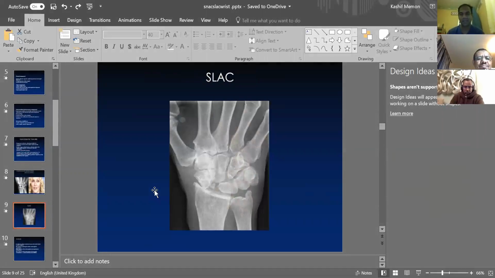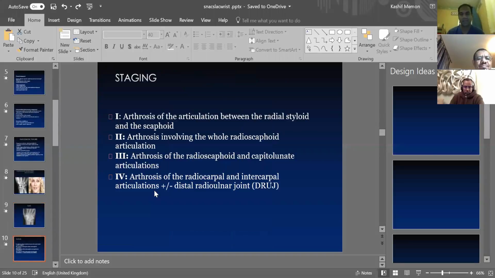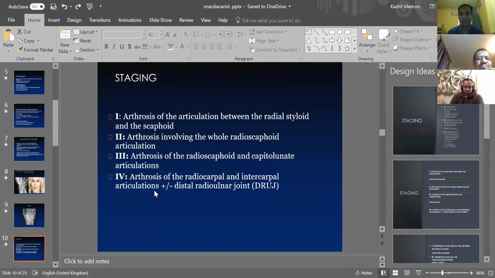Okay, so anyway, coming to the staging of the arthrosis. Stage 1 is arthrosis between the radial styloid and scaphoid. Stage 2 is arthrosis of the whole of the radioscaphoid fossa. Stage 3 is arthrosis of the radioscaphoid and capitolunate articulation, and stage 4 is pancarpal arthritis.